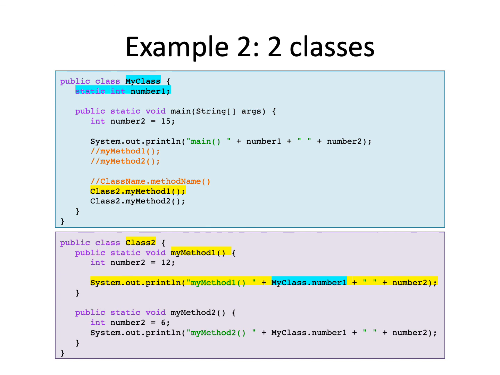Within class2 myMethod1, if we want to access static int number1 that is within myClass, we need to write the class name dot variable name. This is the same way as what we did to invoke the method, but here we are invoking the variable, so we can write myClass.number1. The same goes when we want to call myMethod2, where we have to write the class name, which is class2.myMethod2. And within myMethod2, to access number1 variable within myClass, we need to write myClass.number1.